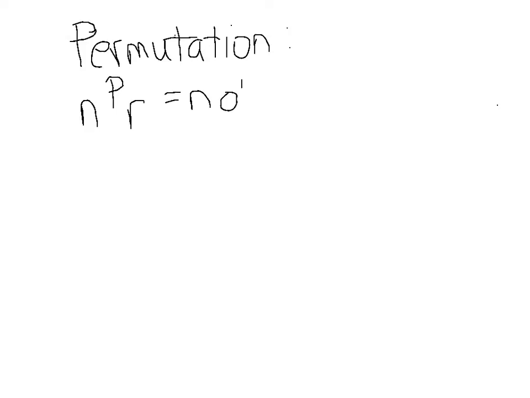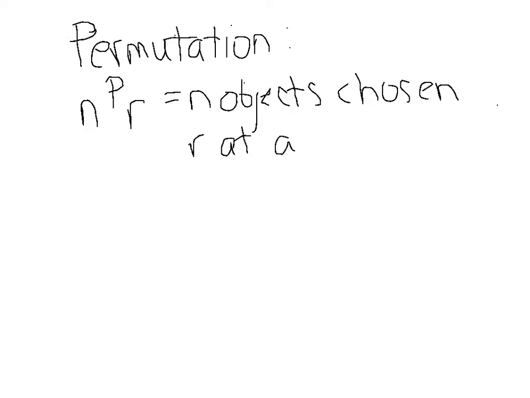And if you remember, a permutation said that it was written like this. N, P, R, and what that meant was you would have N objects chosen R at a time. The thing I haven't told you yet is that in a permutation, order matters, okay?